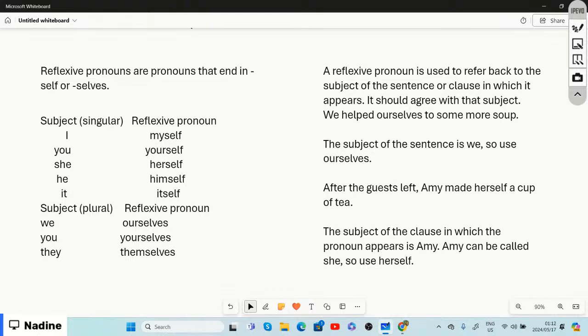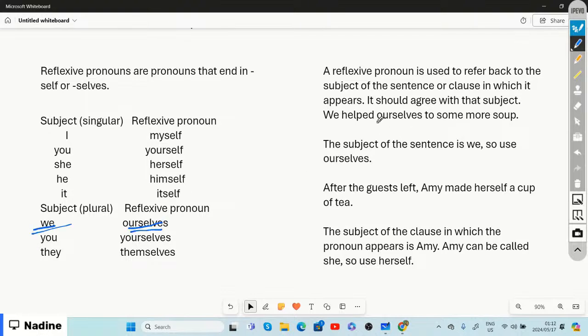And our example is: we helped ourselves to some more soup. So ourselves, remember we said that is a plural subject. So ourselves needs to refer back to we. And there we have it: ourselves referring back to we.